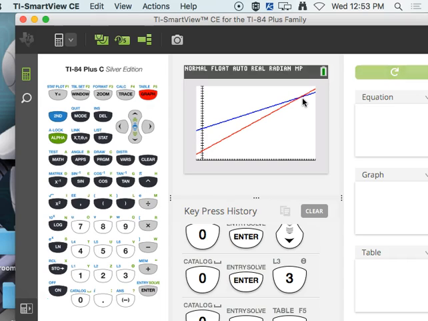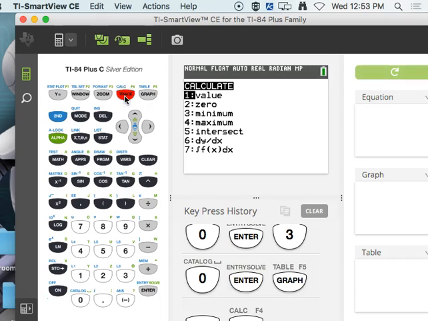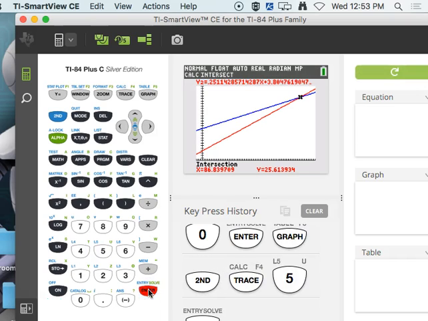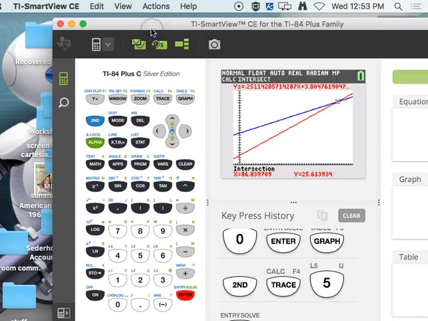Second trace, number 5, and then the blinkster shows up. Enter, enter, enter. 86.8 and 25.6. That's our answer.